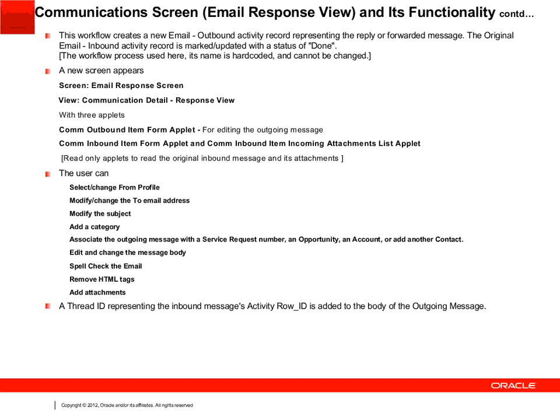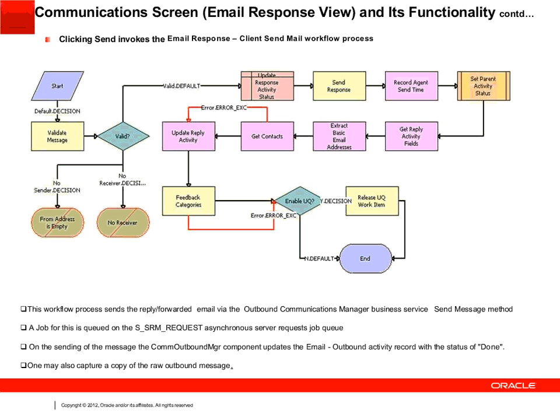The user can select change from profile, modify the to email address, modify the subject, add a category, associate the outgoing message with the service request number, opportunity, account, or another contact, edit and change the message body, spell-check the email, remove HTML tags, or add attachment. You can notice that a thread ID representing the inbound message's activity row ID is added to the body of the outgoing message.